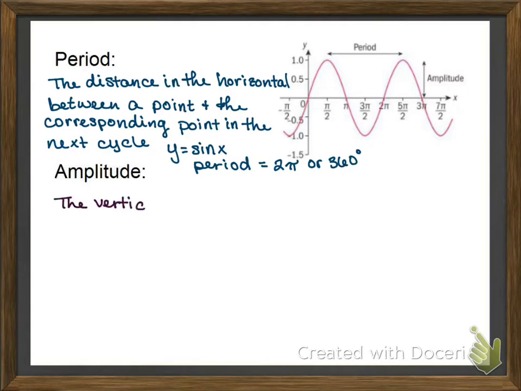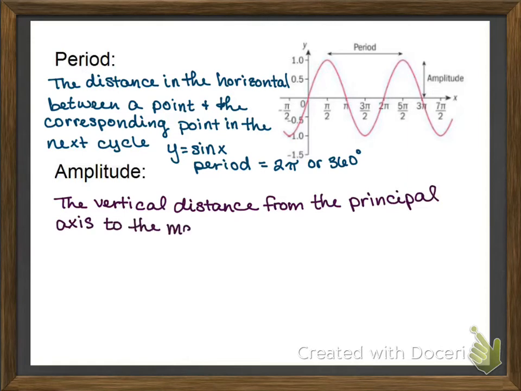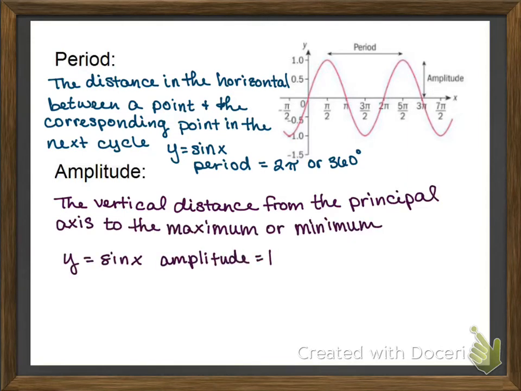Amplitude is the vertical distance from the principal axis to either the max or the min. Most people usually look at it from the principal axis to the max. And again, your principal axis won't always be at the x-axis. It could move up or down.